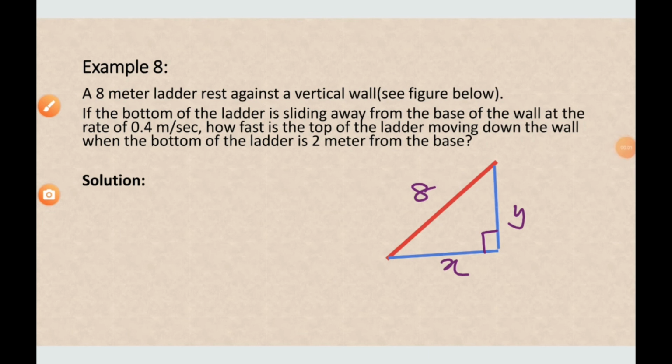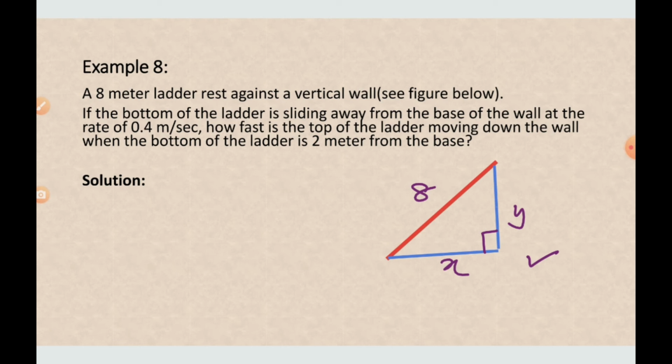For example 8, if the ladder rests against a vertical wall, and the bottom of the ladder is sliding away from the base of the wall at the rate of 0.4 meter per second, how fast is the top of the ladder moving down the wall when the bottom of the ladder is 2 meters away from the base? So firstly, you need to draw the diagram. Then we need to write what is the information given.